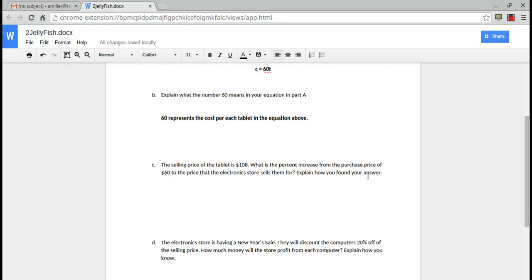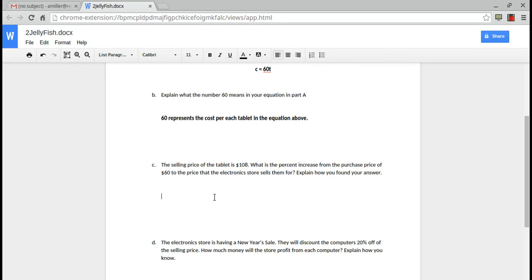Part C, the selling price of the tablet is $108. So I'm going to stop. I know that $108 is what they're going to sell the tablet for at the store, but they're only buying it for $60, so I know that it's a markup. What is the percent increase from the purchase price of $60 to the price that an electronics store sells them for? Explain how you found your answer.